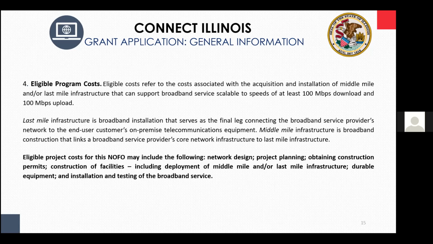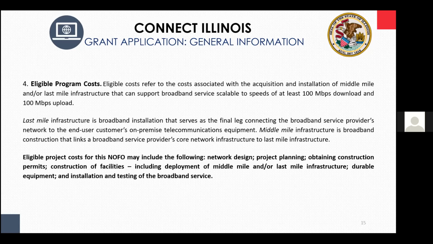And certainly if you're extending fiber and digging up the road and conduit or interduct, those expenses are certainly covered, as well as labor and certain planning costs as well. And so you can see at the bottom, eligible project costs include project planning, network design, obtaining construction permits, and then of course the construction itself. If there are any questions regarding costs, we do have additional information available on our website, and we can follow up with more specifics if needed.